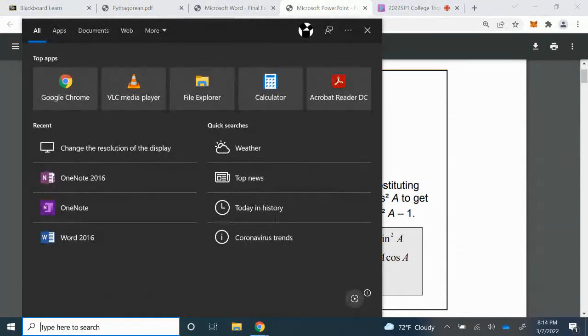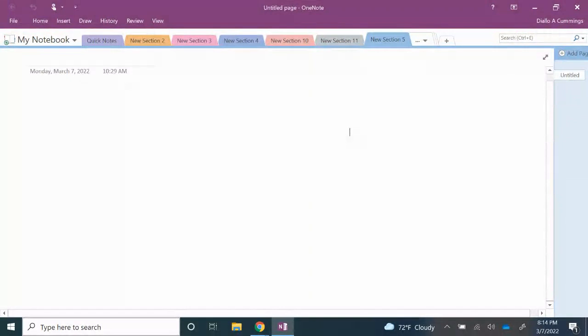All right, before we begin, hopefully OneNote is not going to crash to the ground like it's been doing.